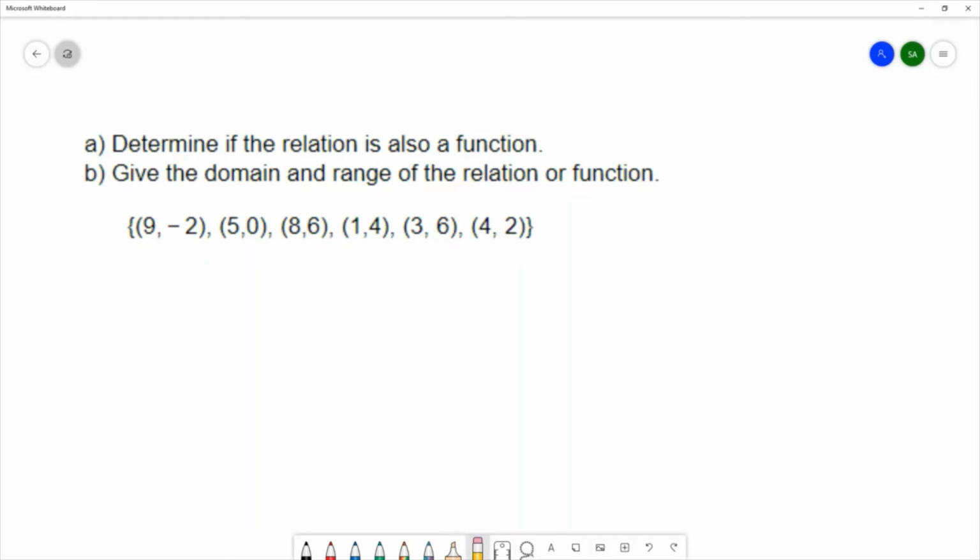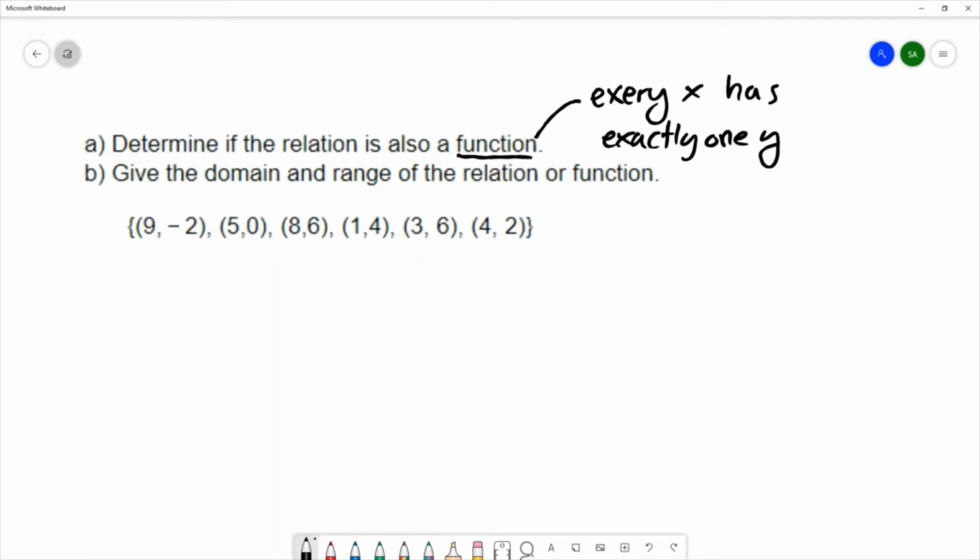This question says, determine if the relation is also a function. Give the domain and range of the relation or function. So in order to determine if the relation is also a function, we need to remember the definition of a function. For a definition of a function, every x has exactly one y.